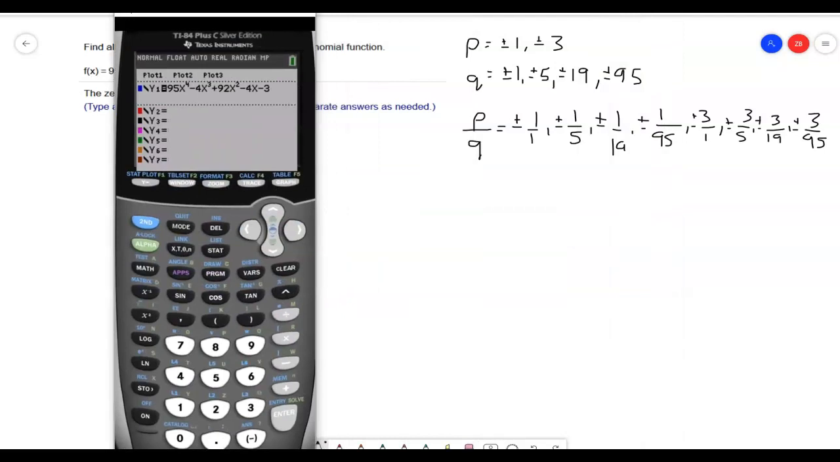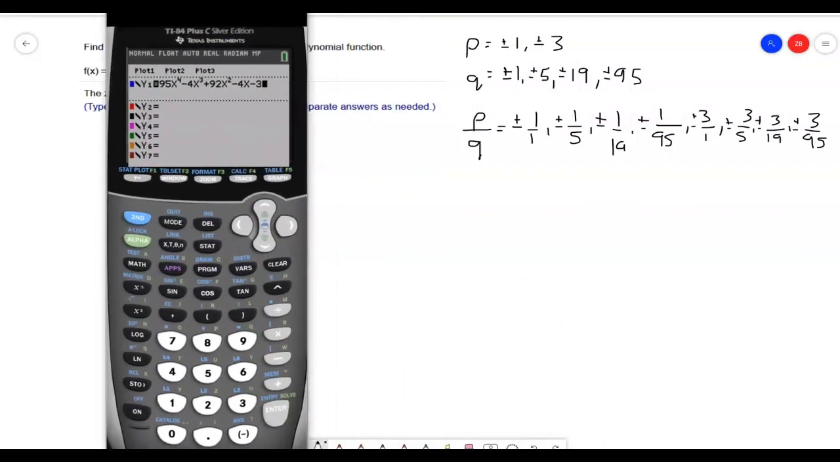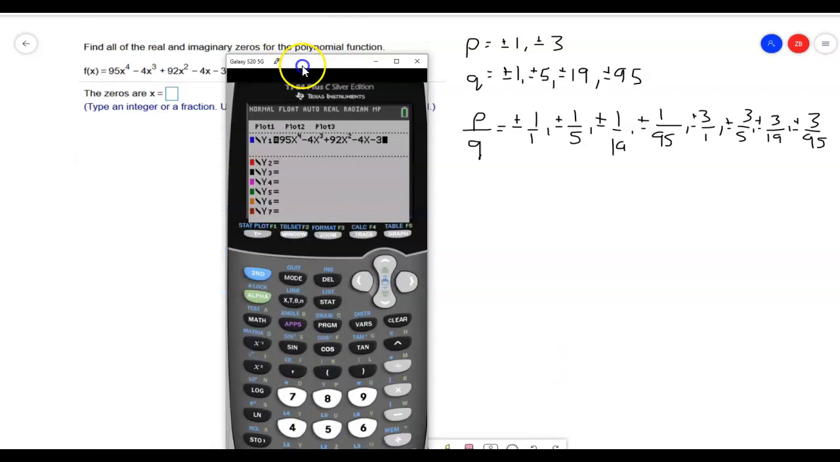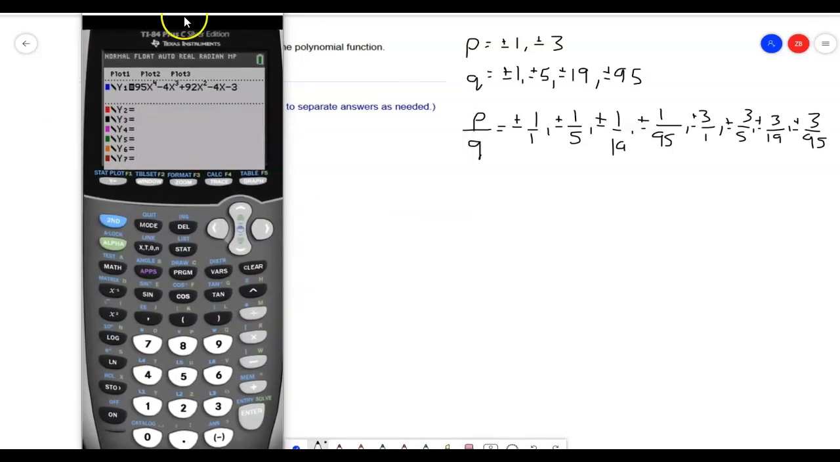We have all of these. Let's count how many we have. Remember, we have a positive and a negative version for each one of these. So I have 1, 2, 3, 4, 5, 6, 7, 8, 9, 10, 11, 12, 13, 14, 15, 16. There are 16 possible real rational roots of this function. And remember, since it's a 4th degree polynomial, I only have a maximum of 4 roots total. And now remember, those roots can be real or they can be imaginary, and they can also be rational or irrational.